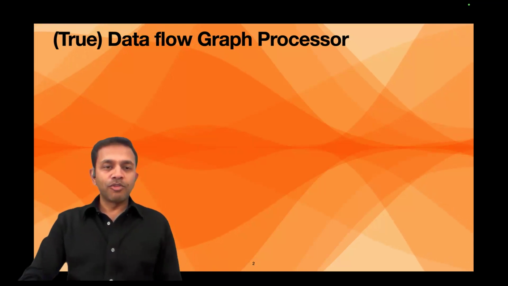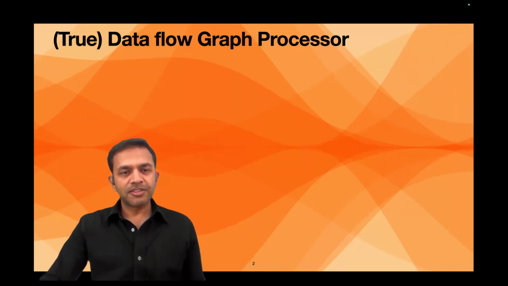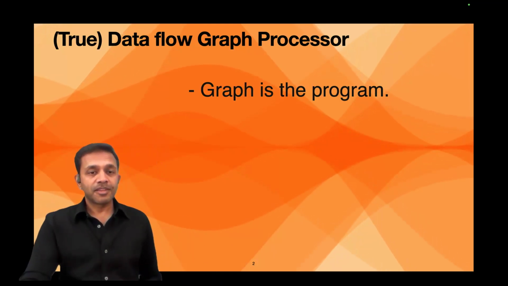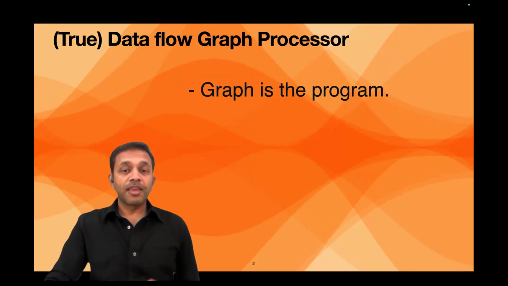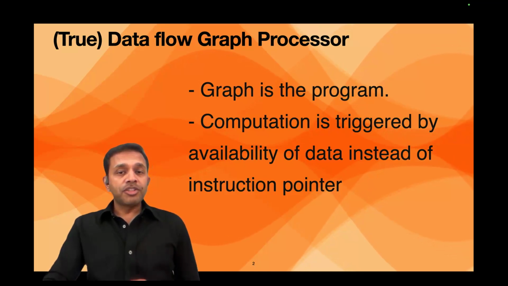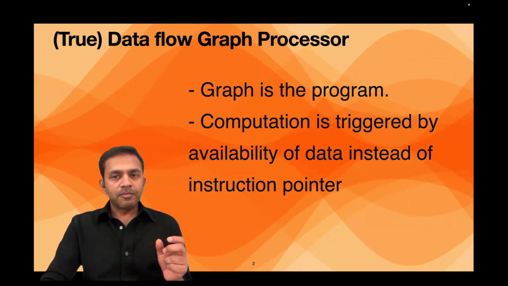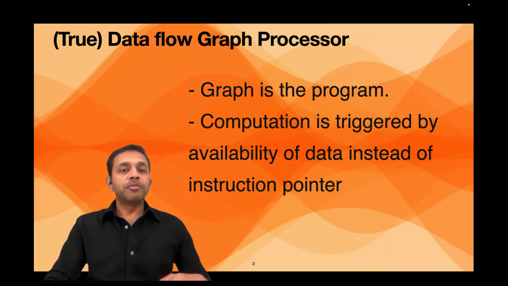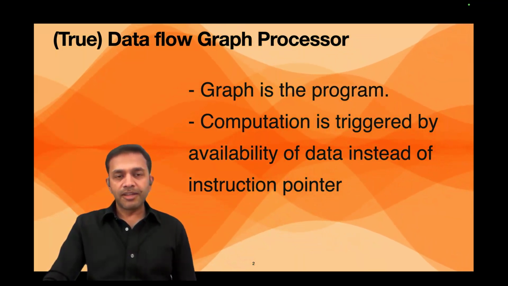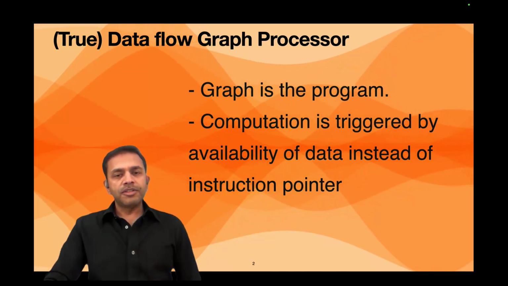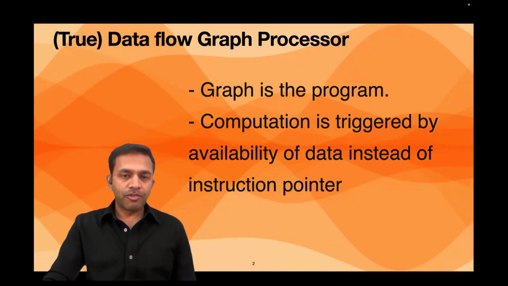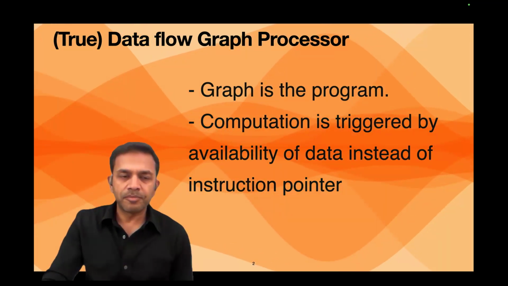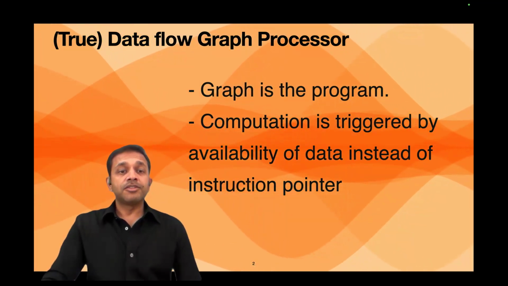One paradigm is the control flow, where there is a sequence of instructions that execute in a particular program order. However, in this case, the graph is the program, and the computation is triggered when the data for that computation is available. It gets enabled to be executed, contrary to the instruction pointer based approach in the control flow.